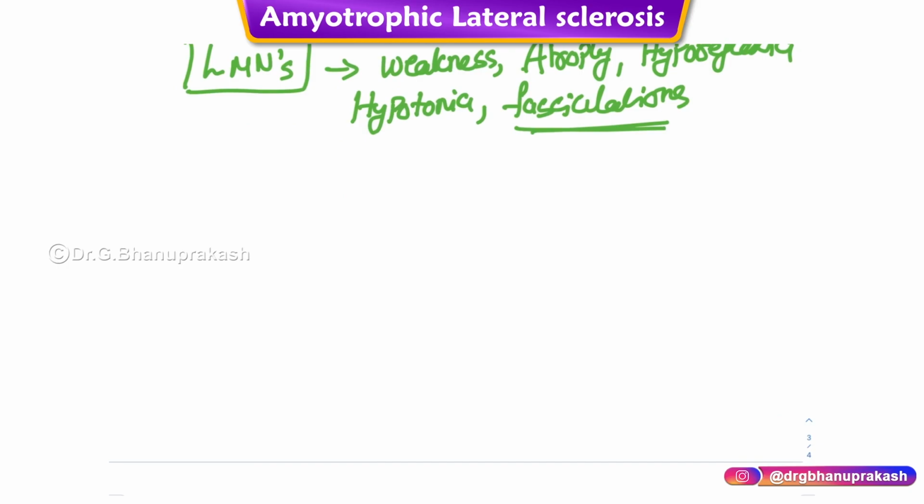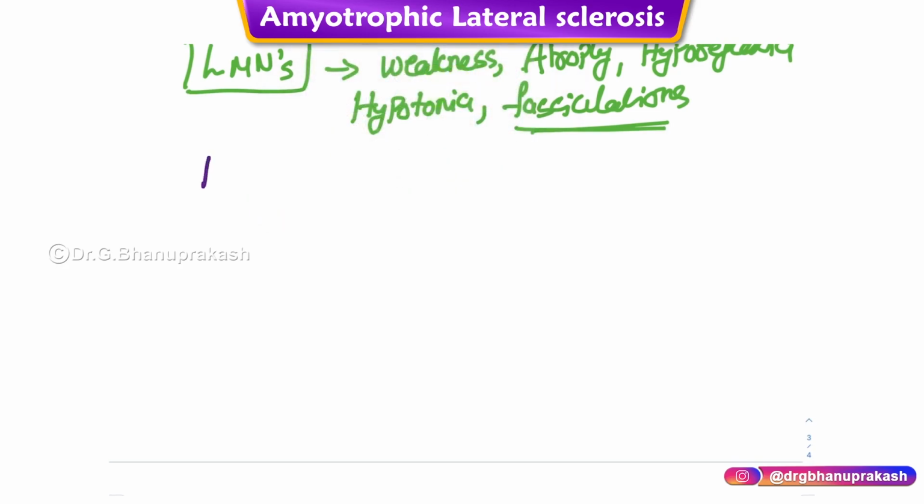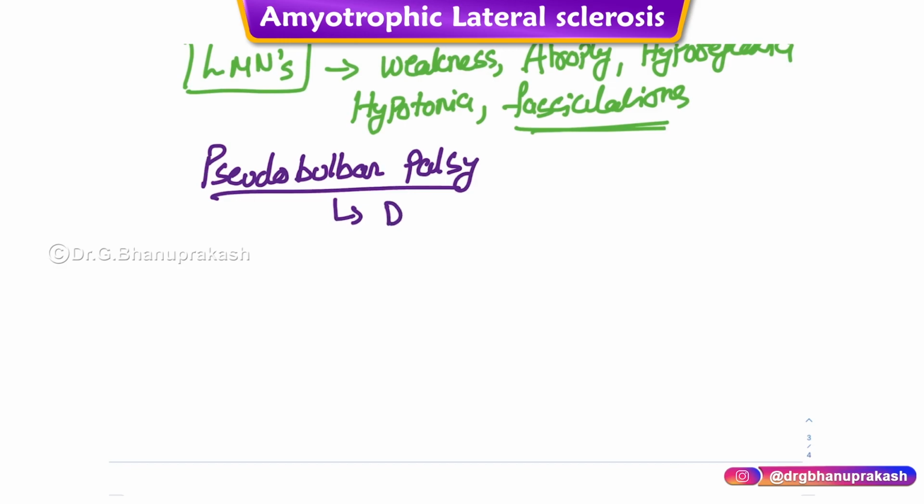Let me write about this also, because it's very important for us to discuss. First one is pseudobulbar palsy. Remember, pseudobulbar palsy is due to degeneration of the corticobulbar tract. So what is happening here? There will be degeneration of the corticobulbar tract.